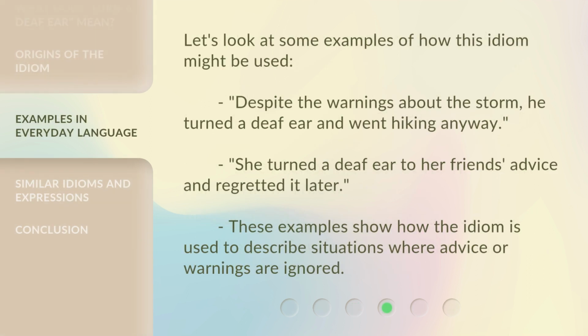Let's look at some examples of how this idiom might be used. Despite the warnings about the storm, he turned a deaf ear and went hiking anyway. She turned a deaf ear to her friend's advice and regretted it later. These examples show how the idiom is used to describe situations where advice or warnings are ignored.